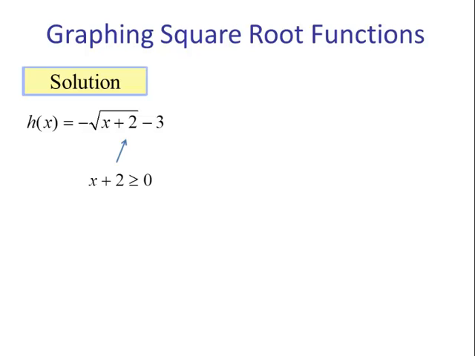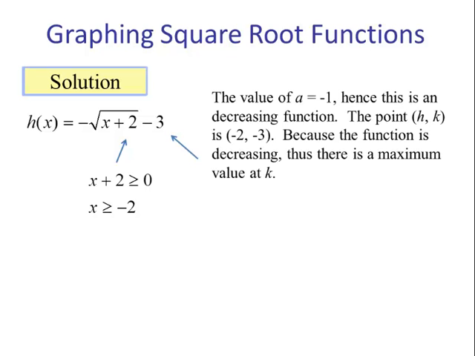B, we take x plus 2 and set it greater than or equal to 0. Minus 2 from both sides, we have x is greater than or equal to negative 2. This is our domain. Our range, since a is a negative 1, this is a decreasing function. Therefore, there is a maximum at the value of k, and the value of k is negative 3. So our domain is x is greater than or equal to negative 2, and our range is h of x is less than or equal to negative 3.